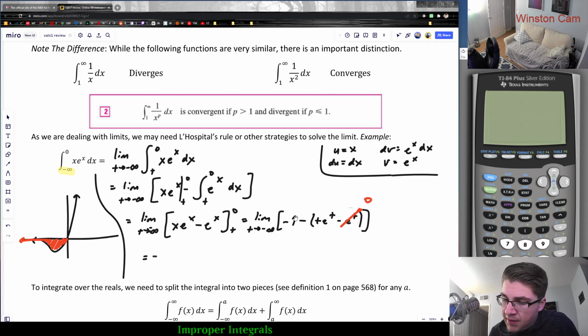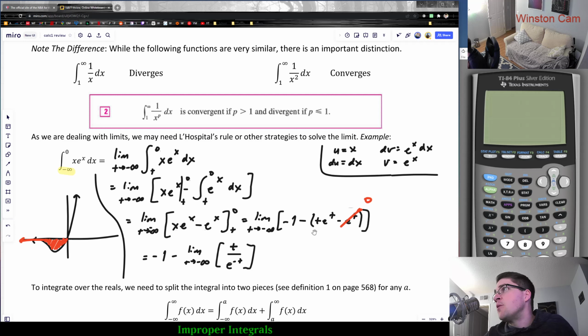So the limit of -1 is -1, and then we would have minus the limit as t approaches minus infinity of t e to the t. And actually, one of the tricks for approaching this, if we wanted to do L'Hopital's rule, would be to write it like this: t divided by e to the minus t.